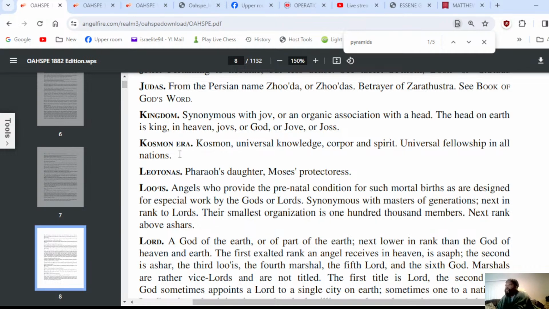The Cosmic era began, as far as I know from my brethren, in 1848. The Cosmic era: universal knowledge, corpora means body, and body and spirit, universal fellowship in all nations. Now you can understand why I'm like an excited pet wagging his tail crazy, because of the confluence of events.